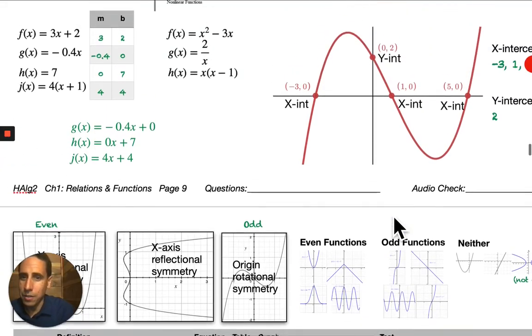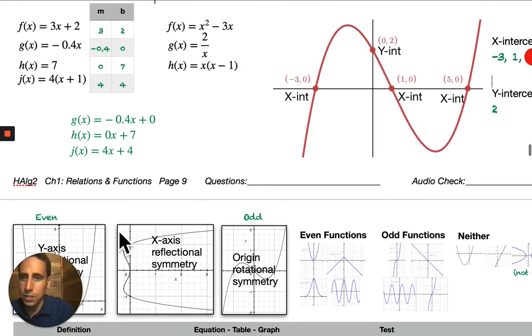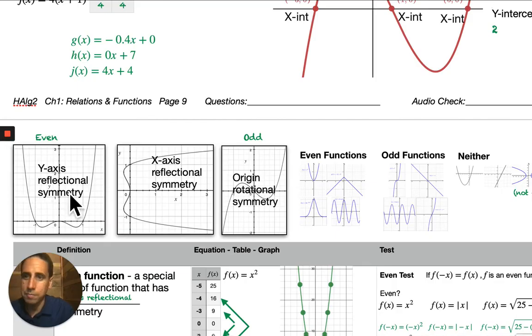Okay, let's talk about symmetry. You flip over the page. You'll see here, this is what's called y-axis reflectional symmetry. This graph can get folded along the y-axis. It's a reflection on either side of the y-axis. Here, it's the same exact thing, except it's x-axis reflectional symmetry. The graph could be folded along the x-axis, and they would line up perfectly.